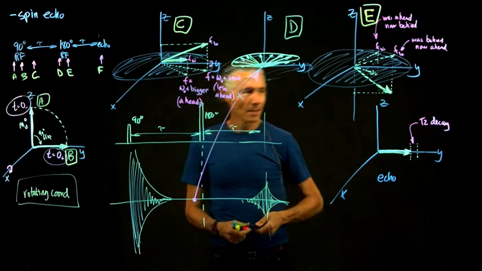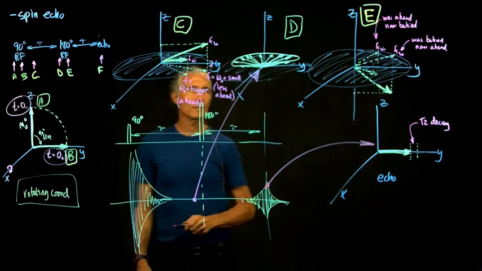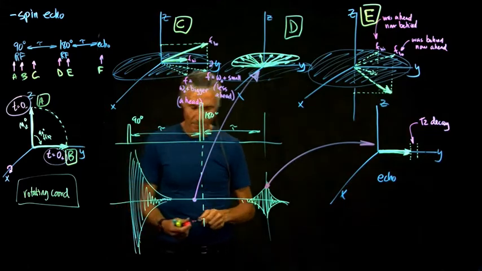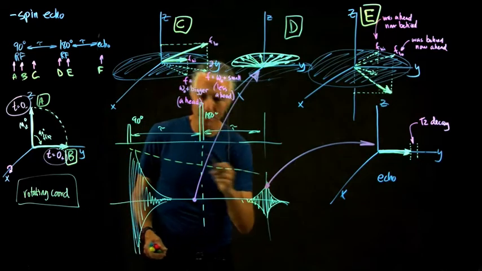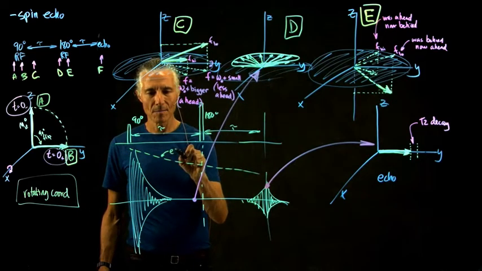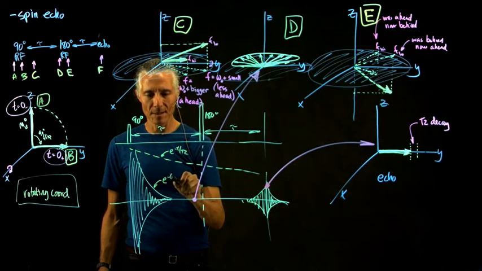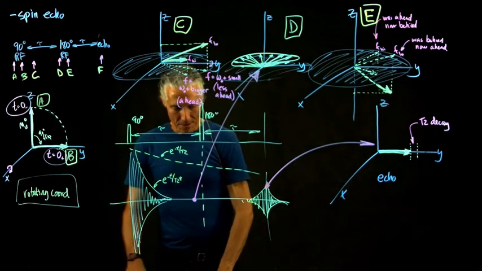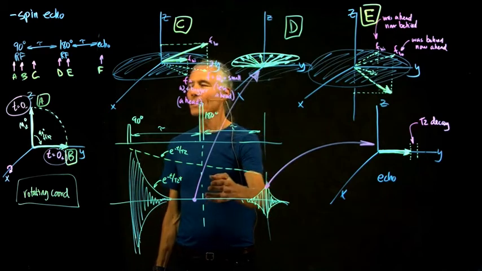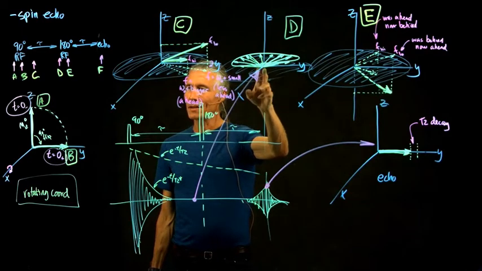Basically, this part of the echo corresponds to this situation here, where everybody is all back in line. And this curve here corresponds to e to the minus t over T2, and this curve corresponds to e to the minus t over T2 star. So the bottom line is that we have all this hidden magnetization, which is not T2 decayed.